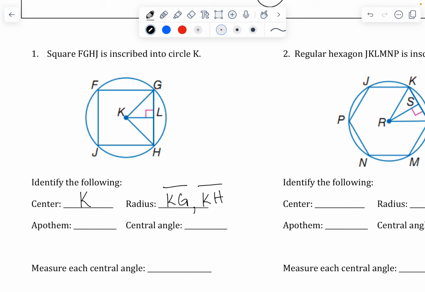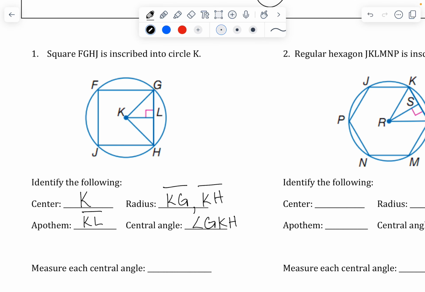The apothem does not go all the way to the edge of the circle. The apothem starts in the center and goes to the edge of the polygon. So segment KL is an apothem. And then finally, central angle. The central angle that I see here is angle GKH. Angle GKH has its vertex K right at the center of the circle.